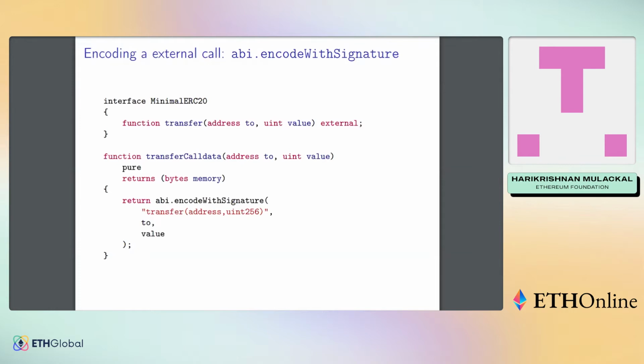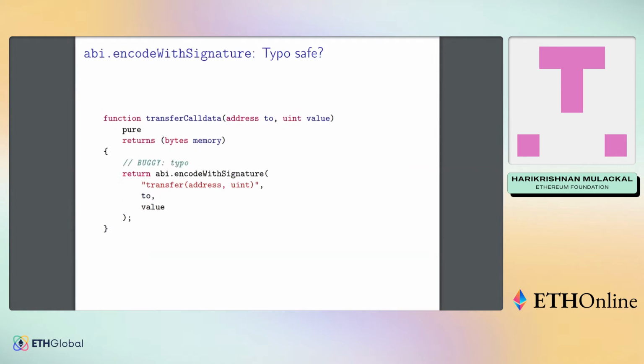Since the beginning of Solidity, we had this feature called abi.encodeWithSignature. And this is very useful for doing this thing. The syntax is very simple: abi.encodeWithSignature, and then the signature of the function. And this has been around since the beginning of Solidity, perhaps. But this is bad in many ways. And why is it bad? It's actually not typo safe.